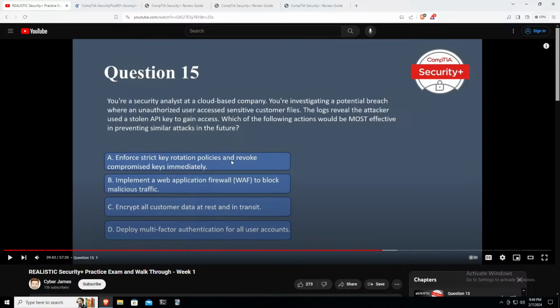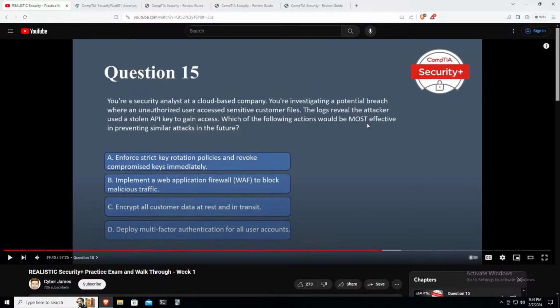Yeah, A sounds like the correct answer here. Enforce strict key rotation policy and revoke compromised keys immediately. Because if the key is not active, this won't be a problem. But I assume that key is persistent, which means it doesn't expire and it's permanent. So they always can come back and attack the network.